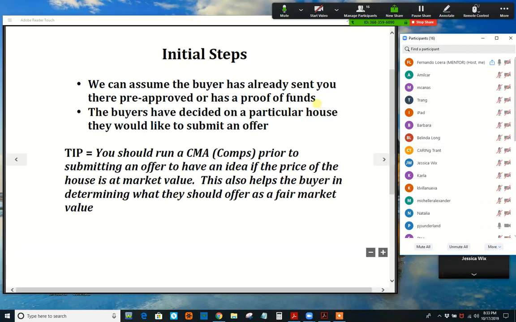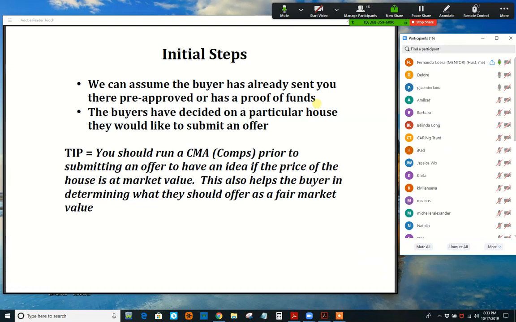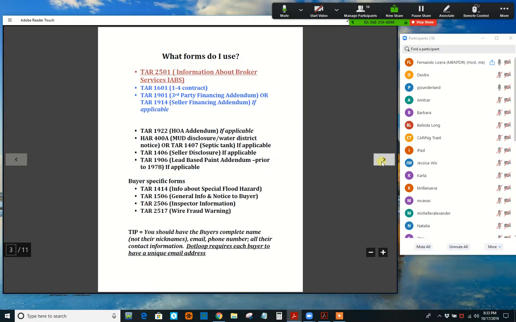And sometimes the buyers want to lowball the offer. And you can just say, well, here's the CMA and here's the data that supports the market value. So it's always a good idea to do that.